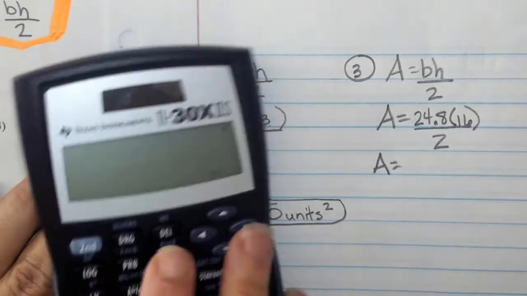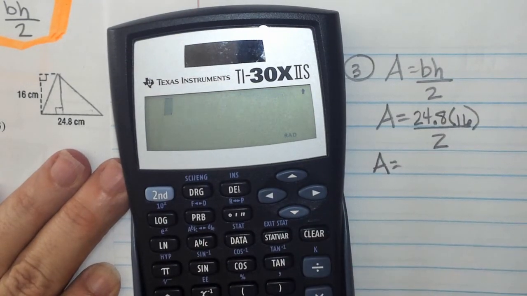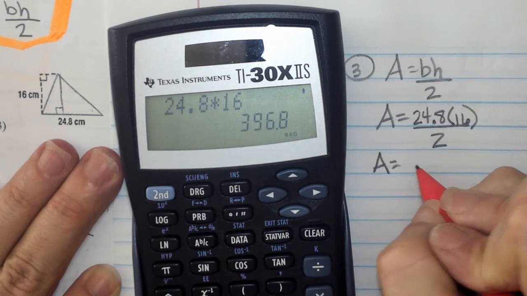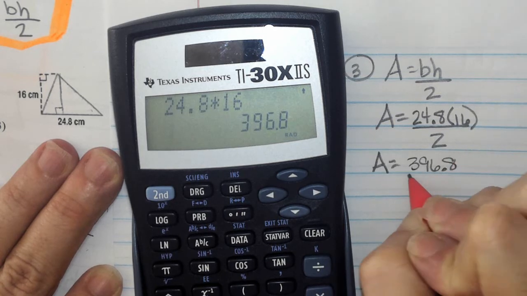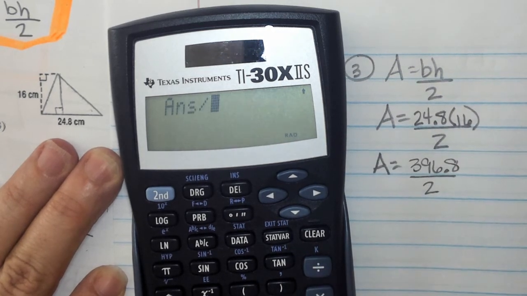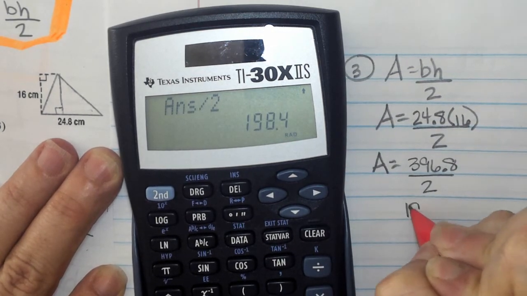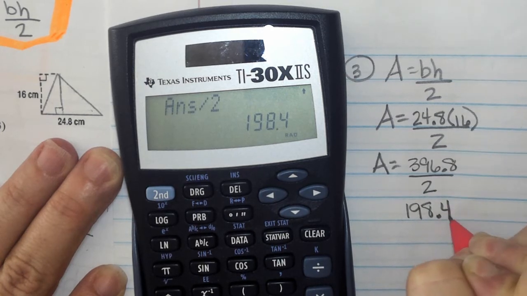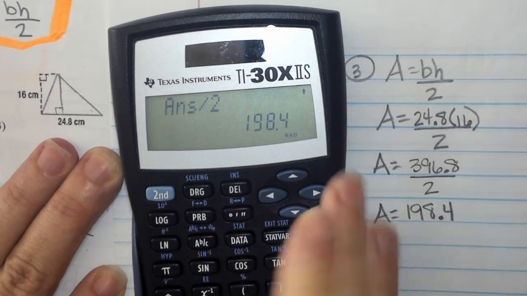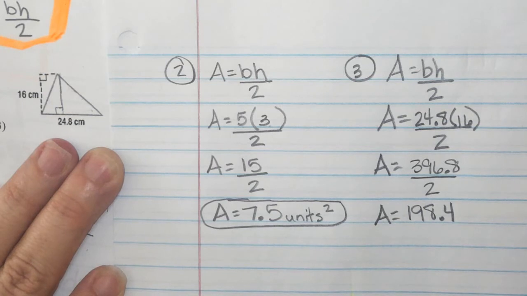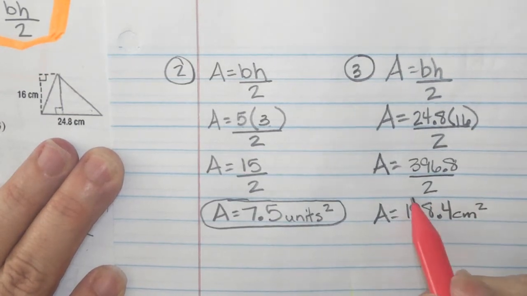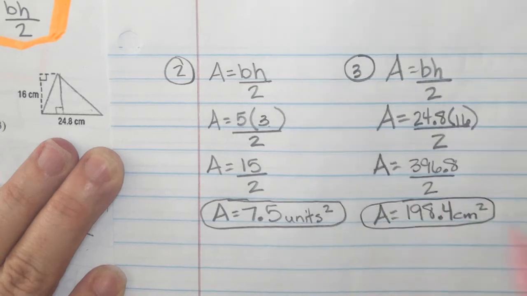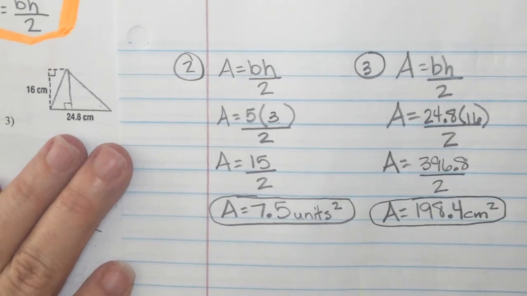Okay, I'm going to put it in my calculator. 24.8 times 16. I got 396.8. Divide by 2. 198.4 centimeters squared. Okay, number 3 right there.